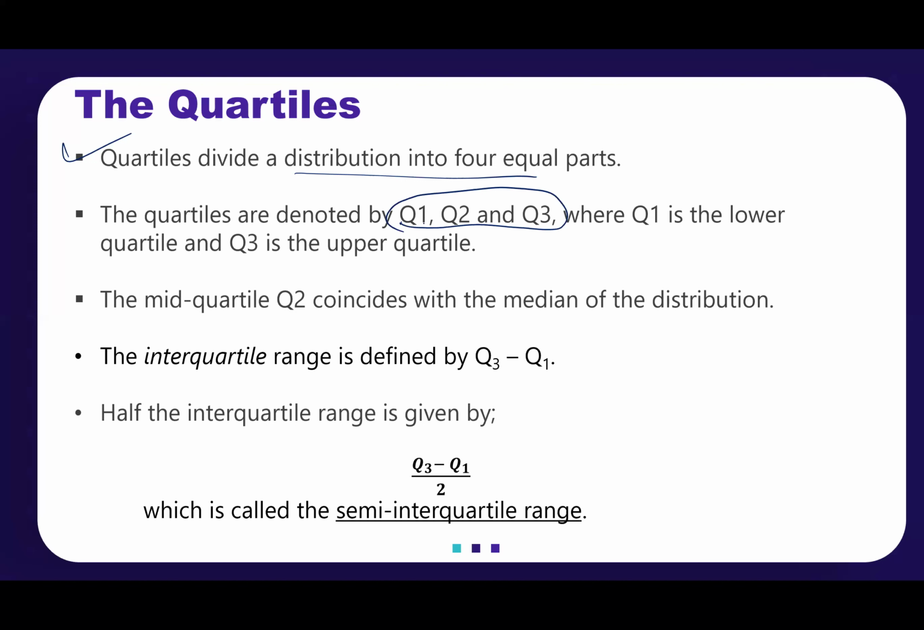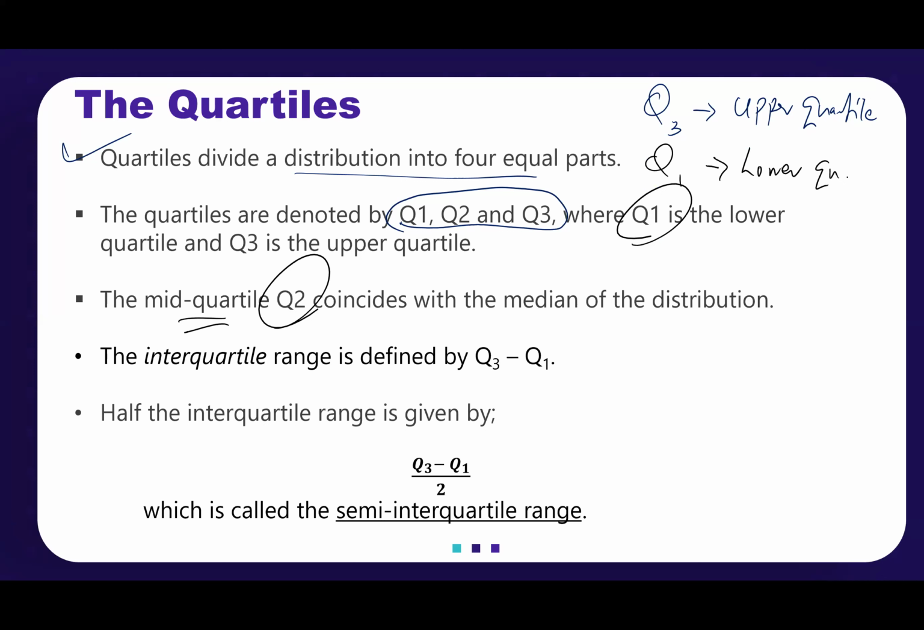We have the upper one, Q3, which is the upper quartile. Then we have Q2, which is the semi-quartile, call it a semi-quartile or the median. It coincides with the median. That is our Q2, mid-quartile. And then we have the lower quartile, which is Q1. Now, we usually don't talk about the mid-quartile because it is the median anyway, which we already know and have in our measures of location. The quartiles are used to calculate what we call the interquartile range, which is Q3 minus Q1.